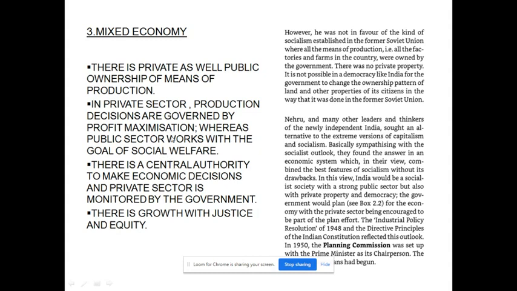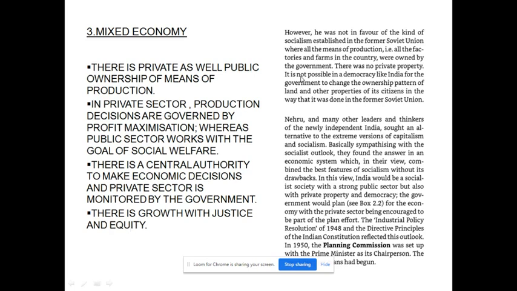There is a central authority because the public sector works here and the decisions of all public sectors are taken under the government, and there is a central authority to make economic decisions, and private sector is also monitored by the government. So in such an economy there is growth because the private sector functions well as its motive is profit maximization, and the government takes care of the needs of the people with the motive to provide social welfare. Hence there is growth with social justice and equity. Okay, there will be some terms which you will be understanding clearly later, like terms like equity.